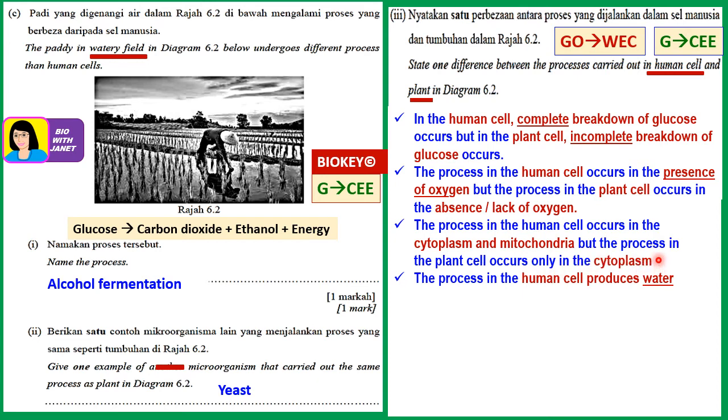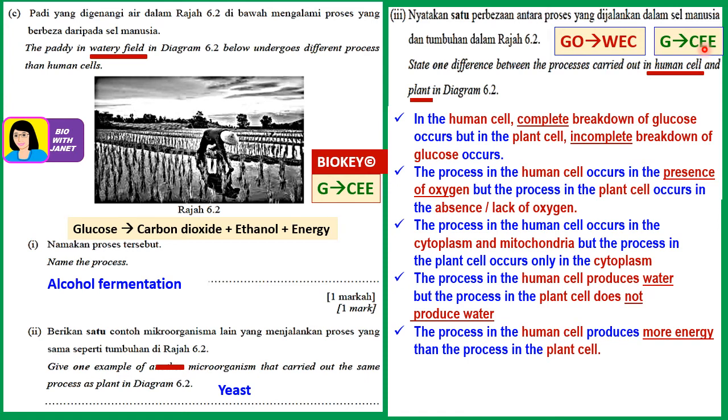But the process in the plant cell, that means alcohol fermentation, occurs only in the cytoplasm. Okay, after glycolysis, the products formed are then converted to form the ethanol. And all this occurs in the cytoplasm for alcohol fermentation. There is no mitochondria involved in the breakdown of the glucose. During alcohol fermentation, mitochondria is not involved. Now, next, the process in the human cell produces water, W for water. But the process in the plant cell does not produce water, right? There's no water produced. In fact, what is produced is ethanol, okay? Instead of water, E here for ethanol.